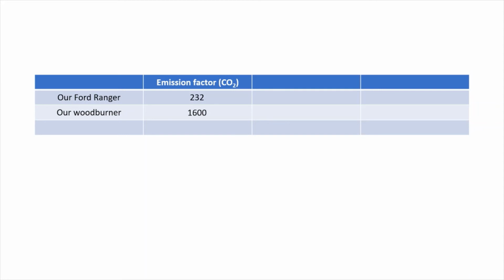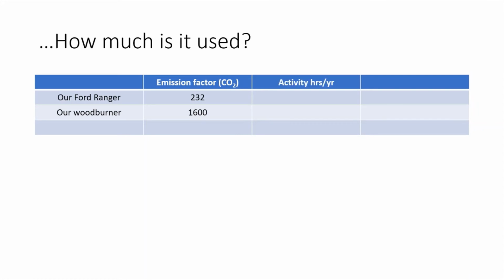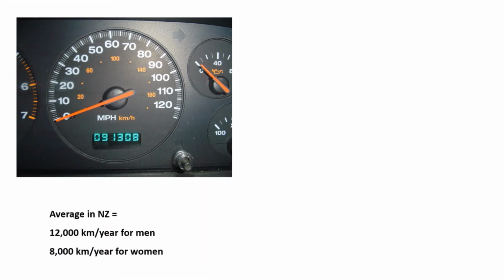The next piece of information in the inventory is how often you use it. This is usually worked out for a typical year. For a car, this means how many kilometers it has been driven all year. This can be worked out from the odometer. Every time a car goes for its WOF, the kilometers driven is recorded. In New Zealand, the average man drives 12,000 kilometers per year, and the average woman drives 8,000 kilometers per year.